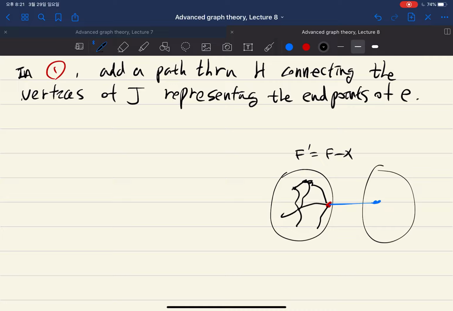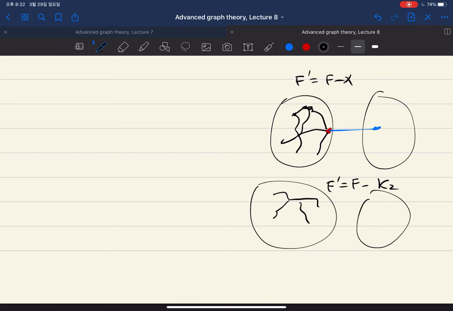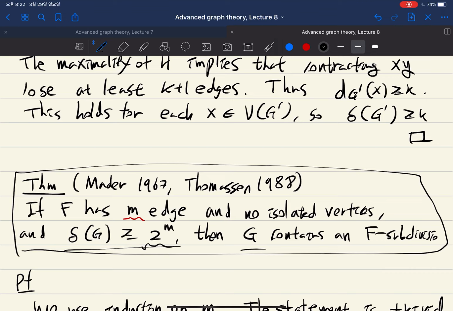And the third case is that if we have a J here, and F prime is F minus two adjacent vertices, which is a component. Then in H, you just take one edge in here, and then you add this. In this specific case, F prime is a matching, so this is also a matching. You just add these two. Then you get the desired subdivision of F. So this proves this main theorem.